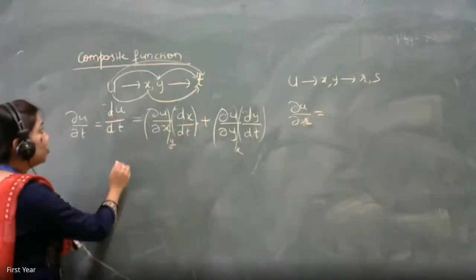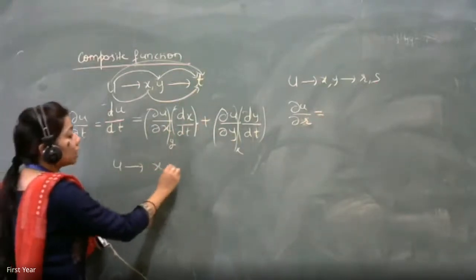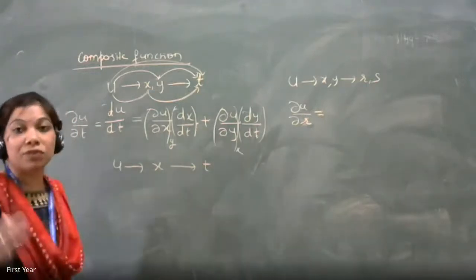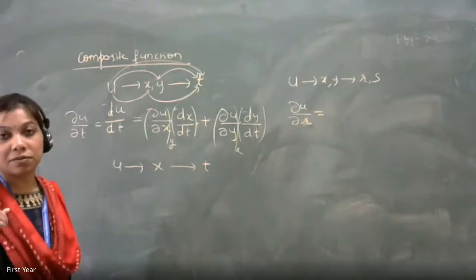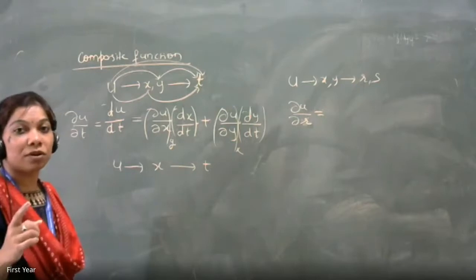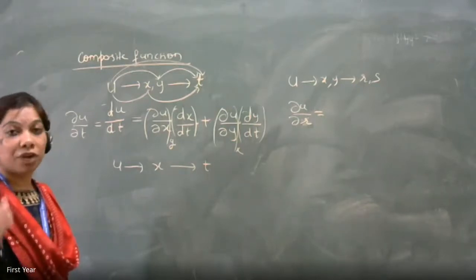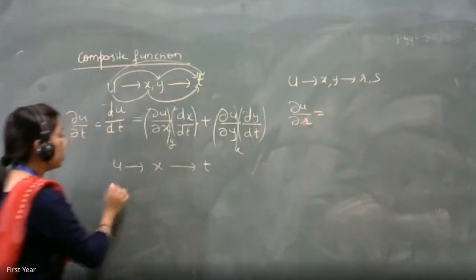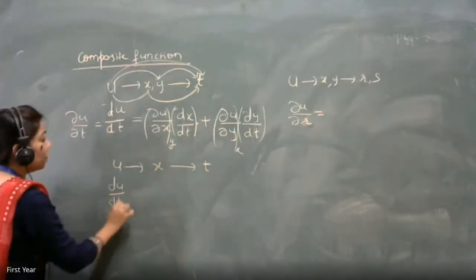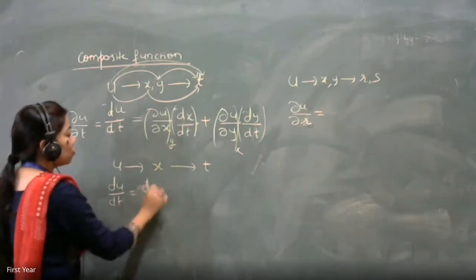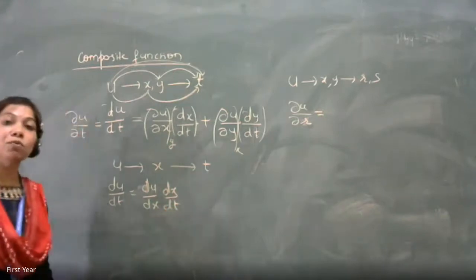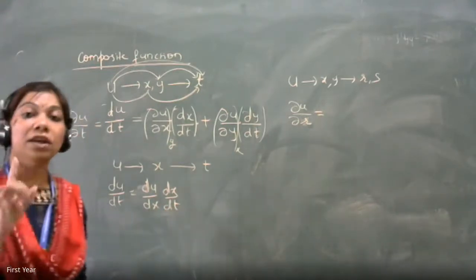The chain rule that you have seen was: u depends on x and x depends on t. There was only one independent variable, isn't it? Yes, ma'am. The student who asked me that doubt. In your ordinary chain rule of a composite function, u was depending on x and x was depending on t. So du by dt would have been just the derivative of u with respect to x into the derivative of x with respect to t. So everything is an ordinary derivative because there is only one independent variable.